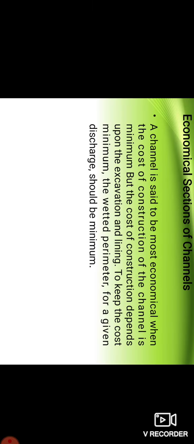A trapezoidal section of the channel is most economical if its perimeter is minimum. There are three conditions. One is that half of the top width is equal to the side slope length. What is the top width? Look at this diagram: the top width is B plus 2 N Y.